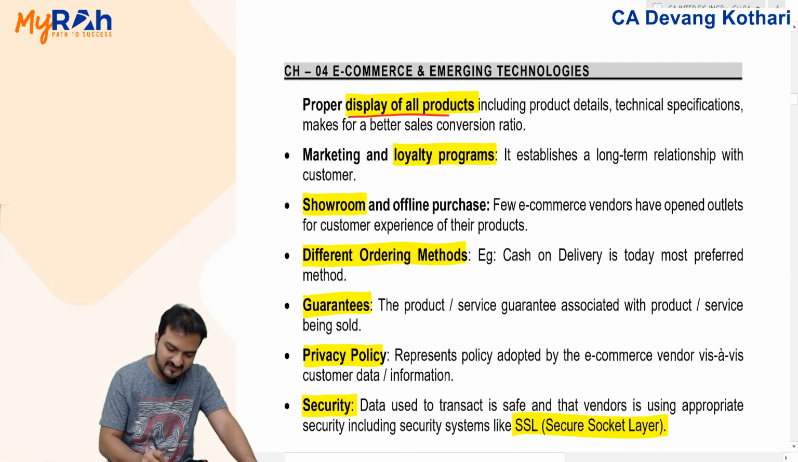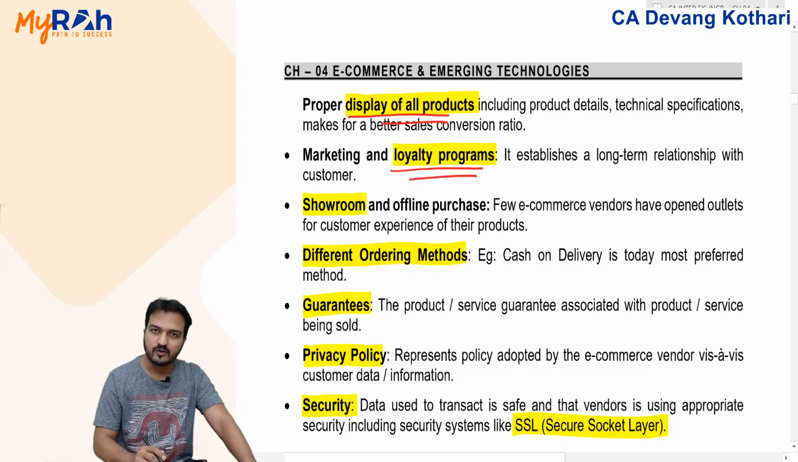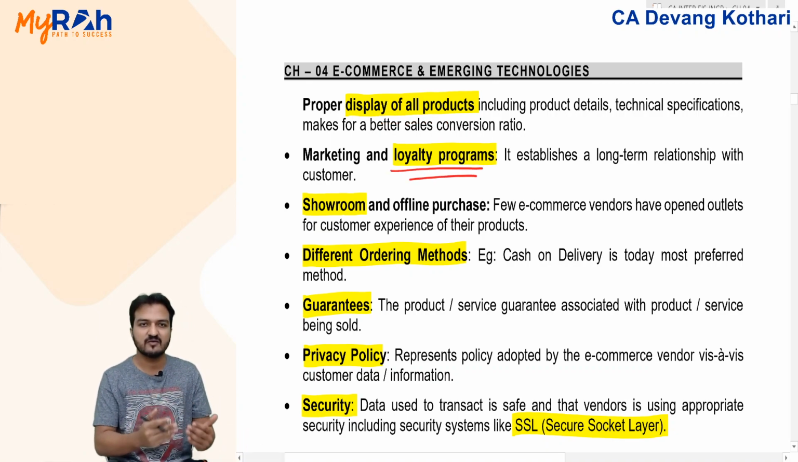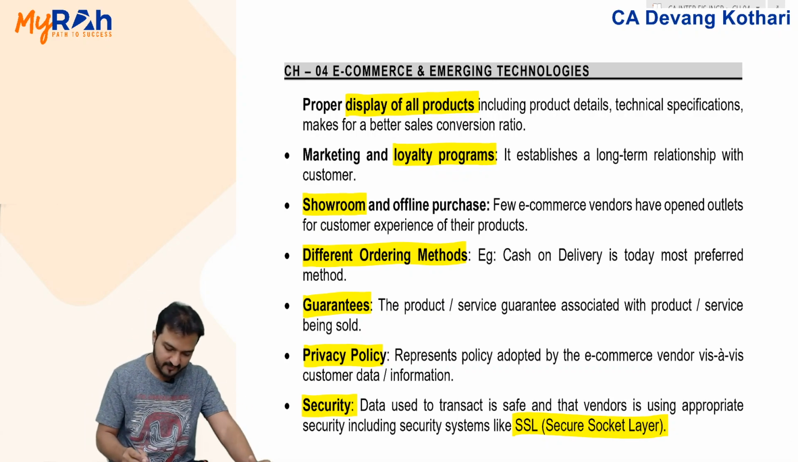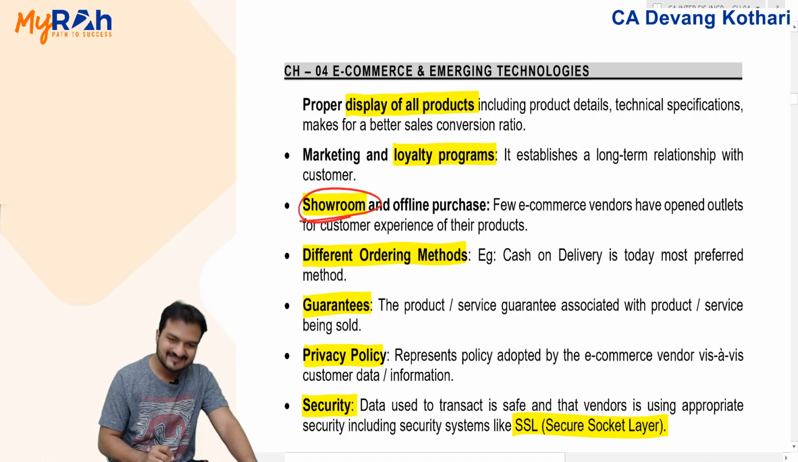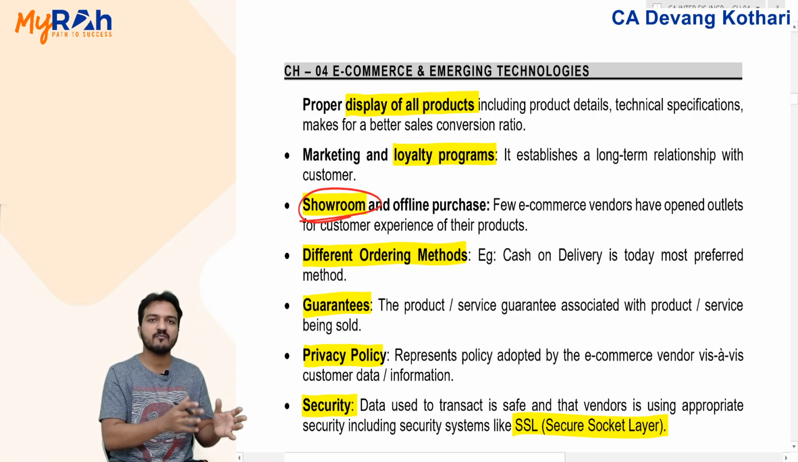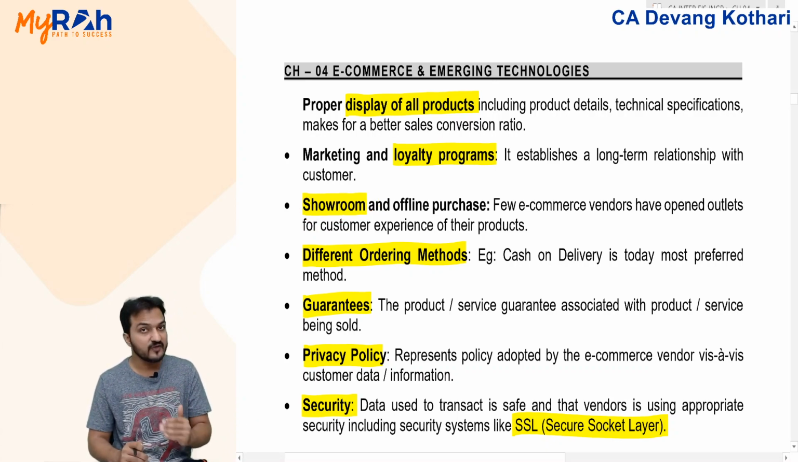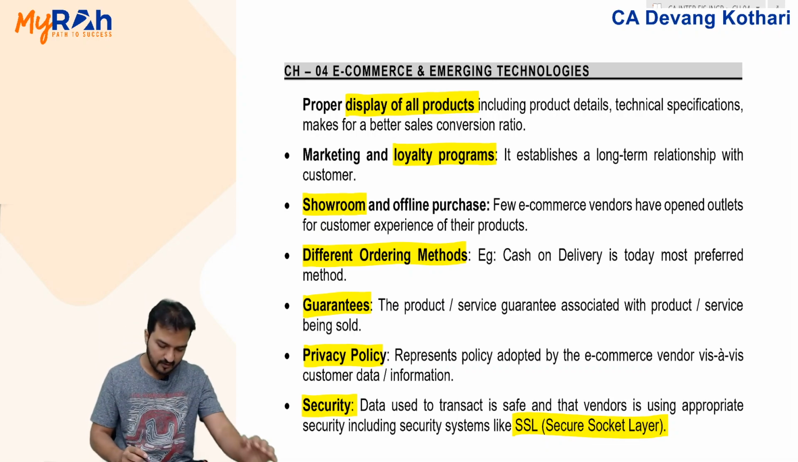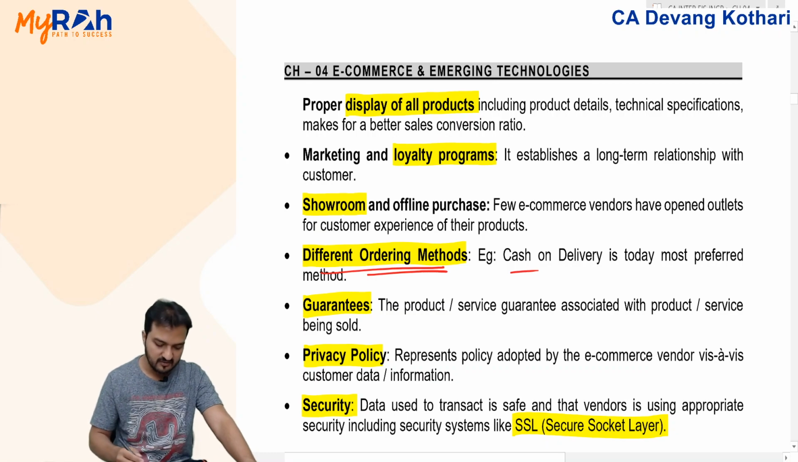Vendor should have proper display of all products on his website. They will also have loyalty programs, like you keep purchasing from the same vendor, then you get some loyalty benefits, you get some cashbacks and points and all. Nowadays, many vendors have also set up their own physical showrooms. Yes, online e-commerce vendors setting up physical showrooms, so that they can give the customer a first-hand feel of the product. Vendors offer different ordering methods like cash on delivery, card on delivery and all. They provide guarantees for the products that they sell.